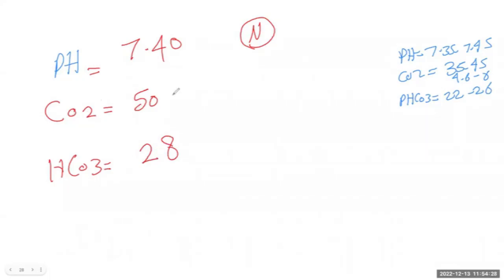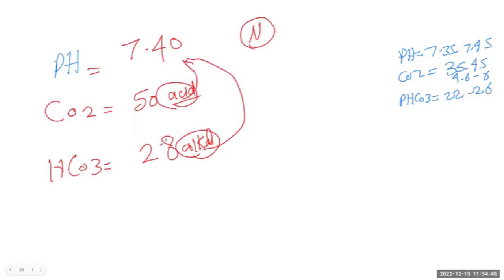Excess carbon dioxide should lead to acidosis. Excess bicarb should lead to alkalosis. So one causing acidosis, one causing alkalosis, so we reach a normal pH. So we have a problem compensated with the other one. Okay, doctor, which one is the cause and which one is the compensation?